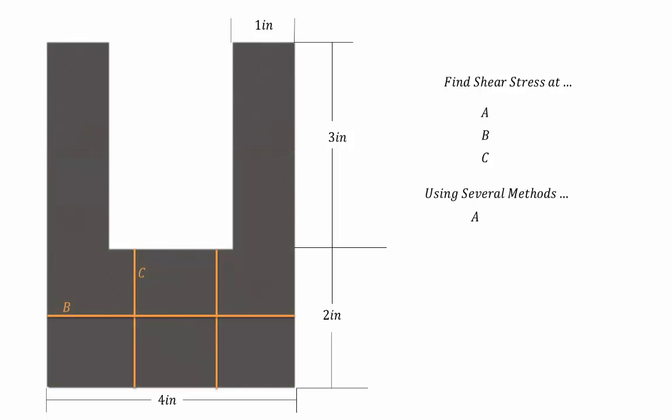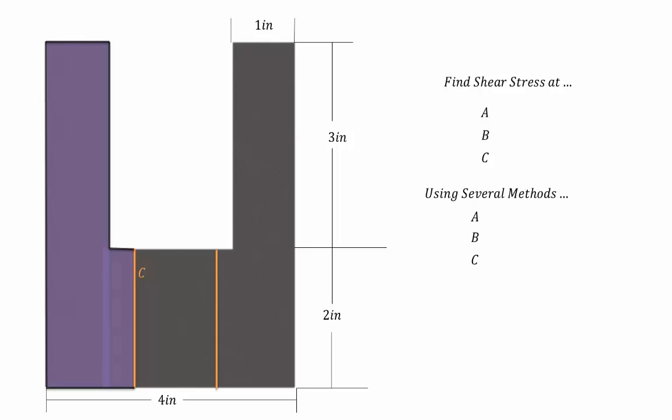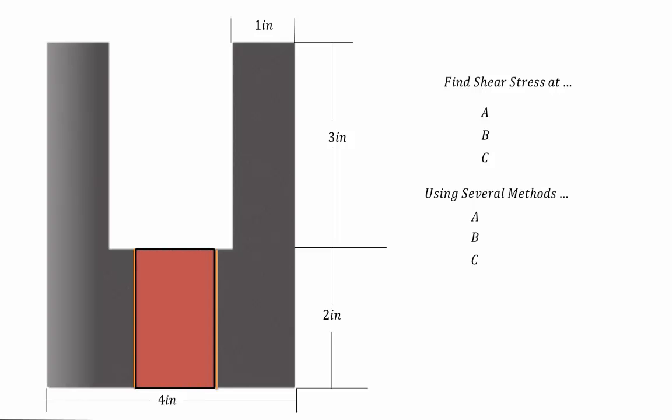We're then going to be looking at point B, both the bottom portion and the top portion. And finally, we're going to look at point C. We're going to start with the left portion, then the right portion, and then finally a cut that is in the center of the cross-section.